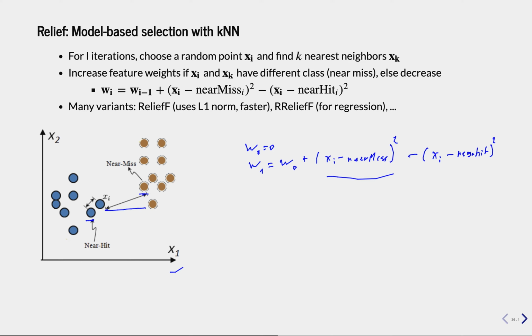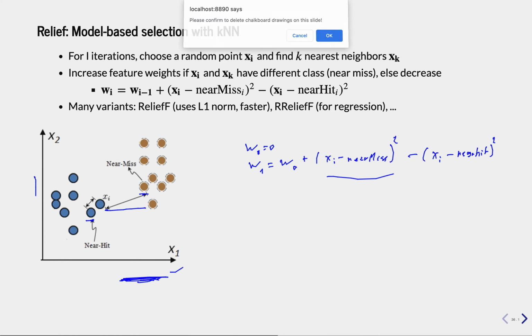So if we find points and according to one feature, it's far away from the points of the other class, then this feature is much more important. It's easier. This feature will tell us more about whether a point is in one class or the other, than this one, for instance.